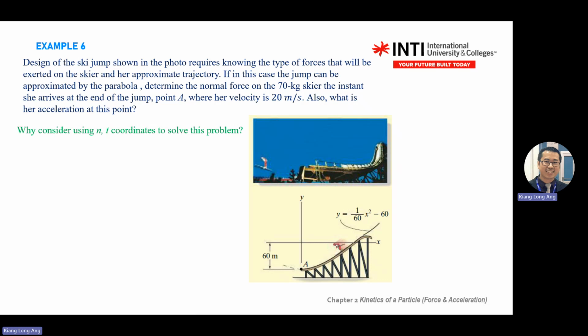How to find normal? You need to calculate. Normal a_n equals v squared over rho. For the rho, there is an equation there, and you need to differentiate this equation 2 times. If you forget, you need to memorize. That one won't be given in the test or final exam.